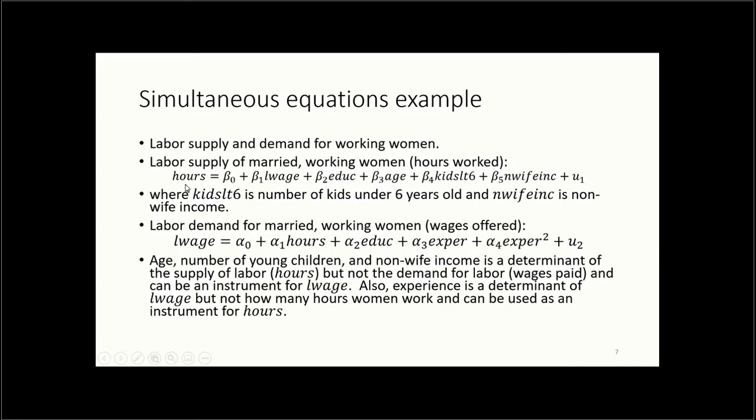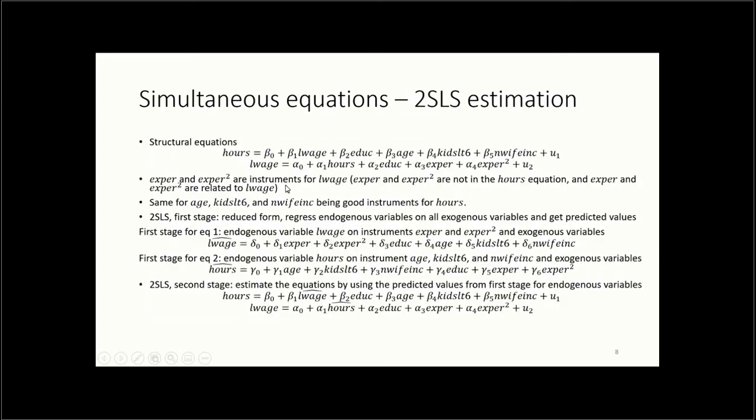So what we are saying here is that we have structural equations. These are the two dependent variables, and they also come as independent variables. We have a variable here that is repeated but assumed exogenous. Then we have these variables that could serve as instruments for hours, and we also have experience and experience squared, which could be instruments for the log wage, which is an endogenous variable. So that's what we're going to be doing.